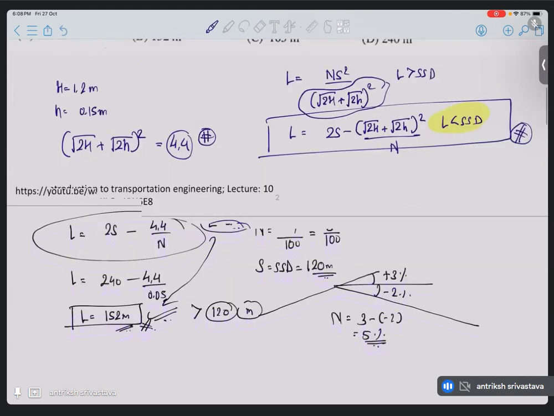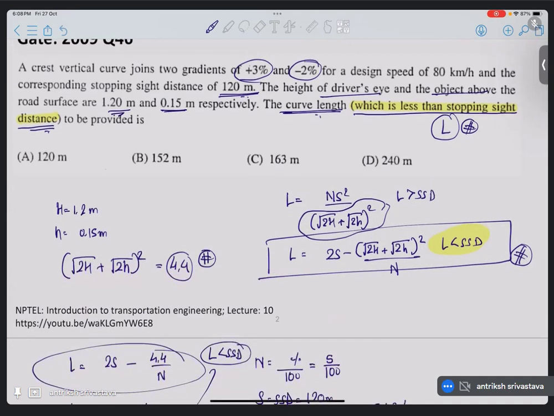But in this particular question, for some reason, it is said that you have to give the value of curve length which is less than the stopping sight distance. So the best we can do is use this formula and give the value of curve length which is coming from a formula which corresponds to L less than SSD. So the answer to this question is 152.